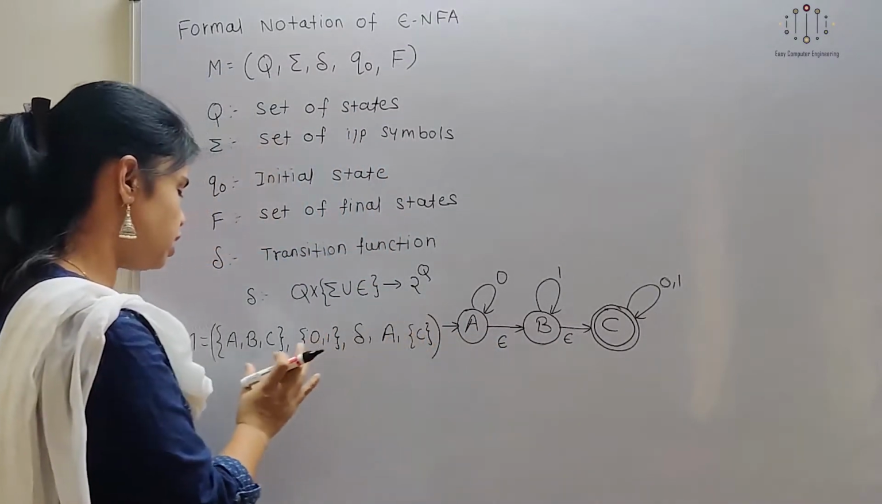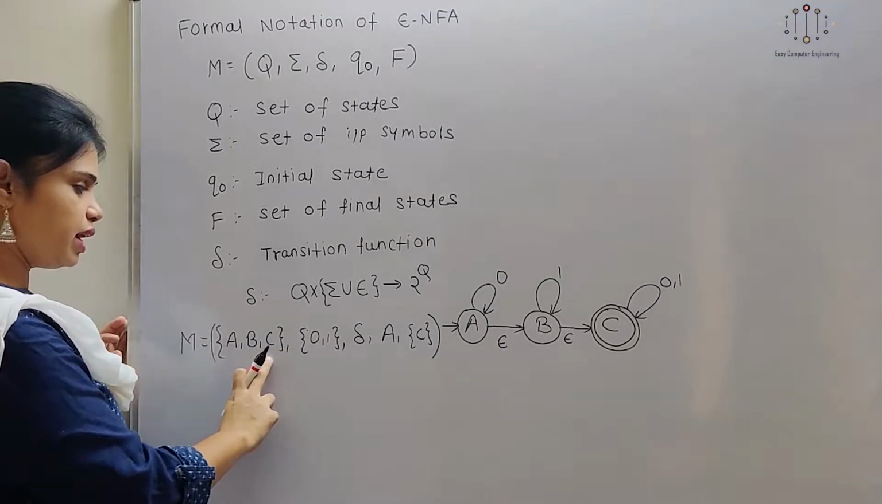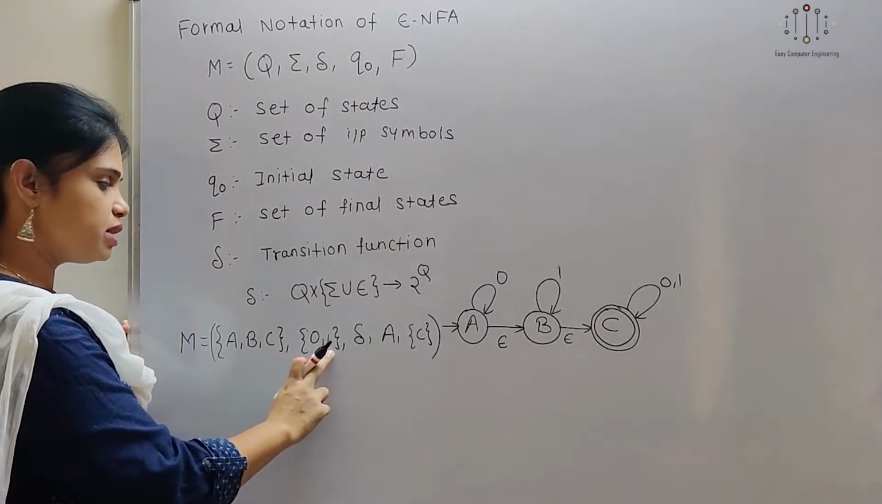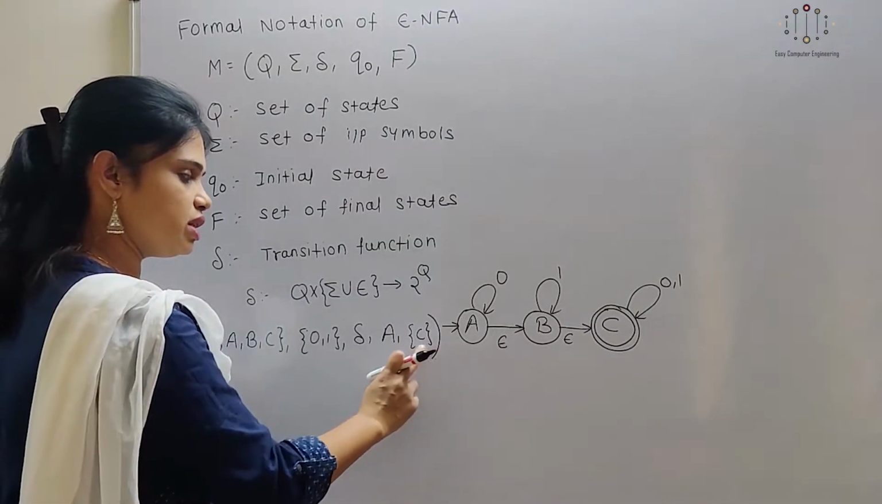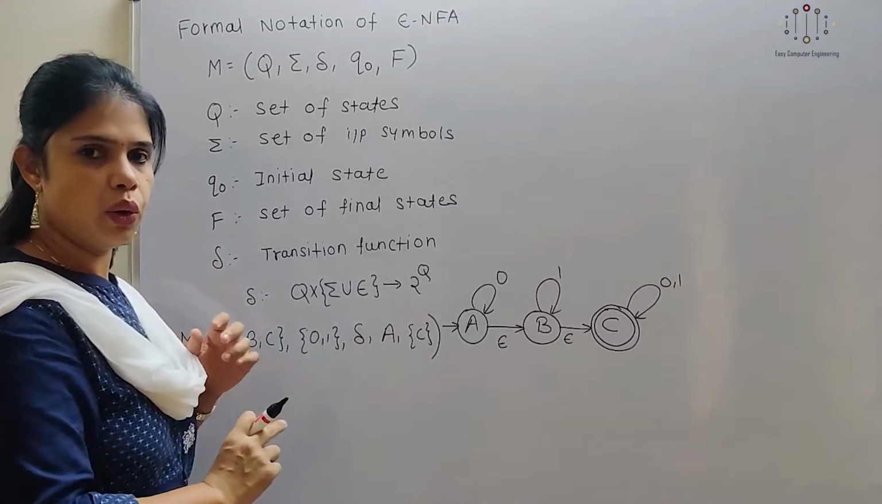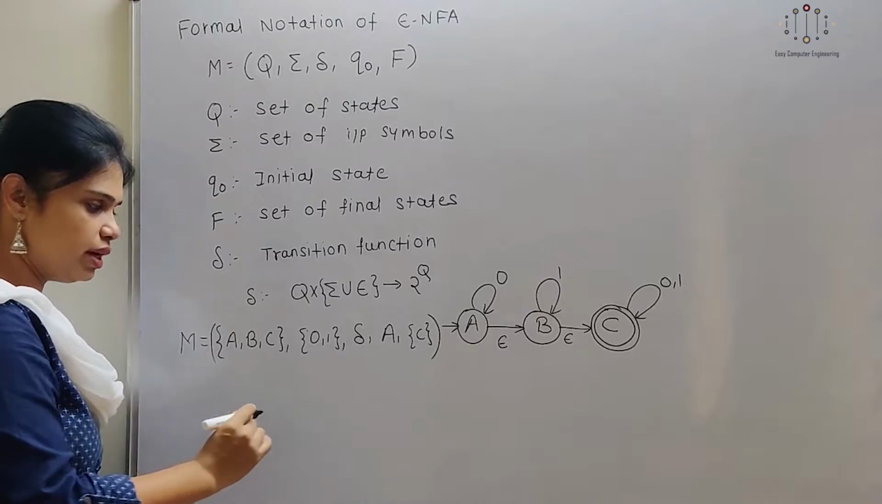Now here the same machine is shown. This machine has 3 states A, B, C. Input symbols are 0, 1. We are going to show the transition function. A is our initial state and C is our final state. Now we will show the transition table for this transition diagram.